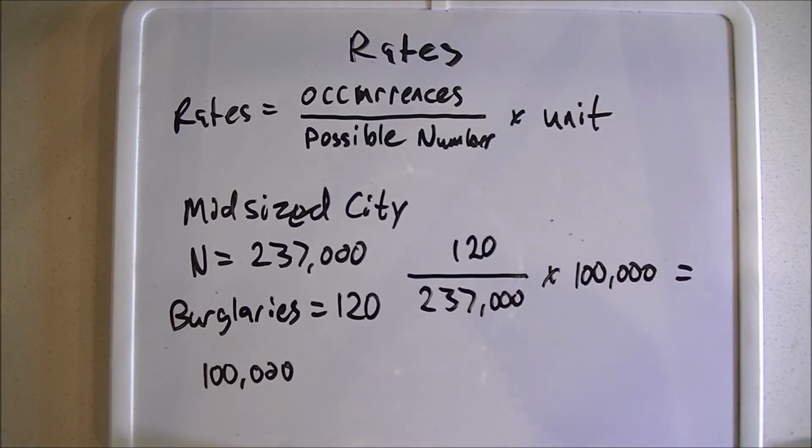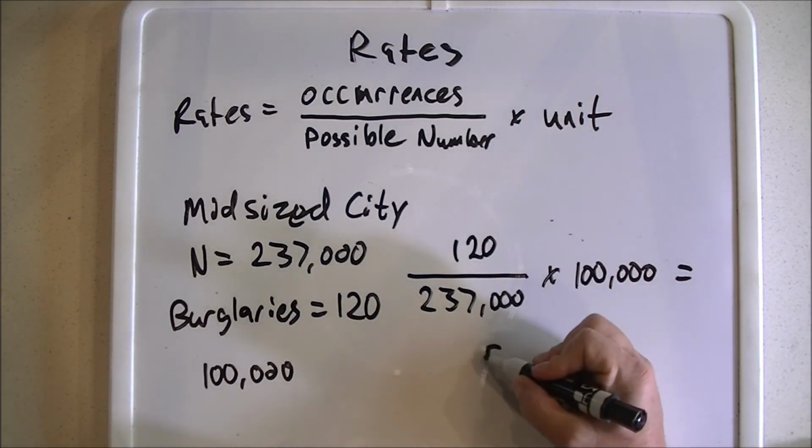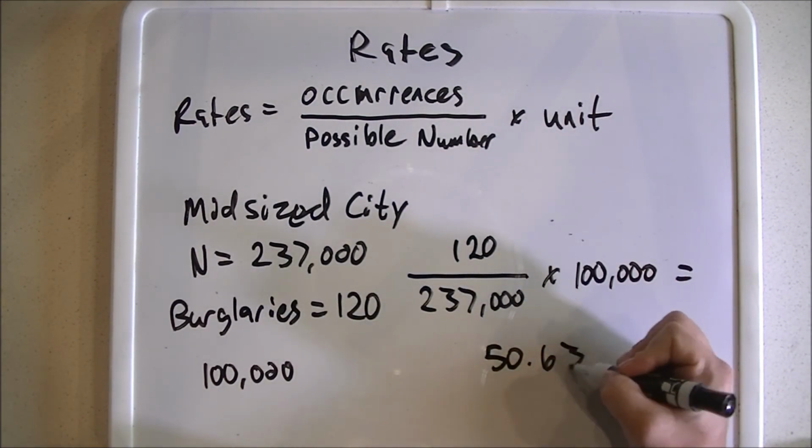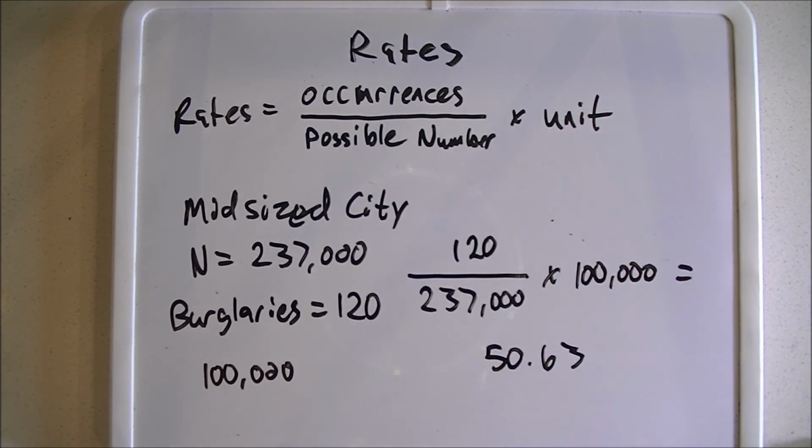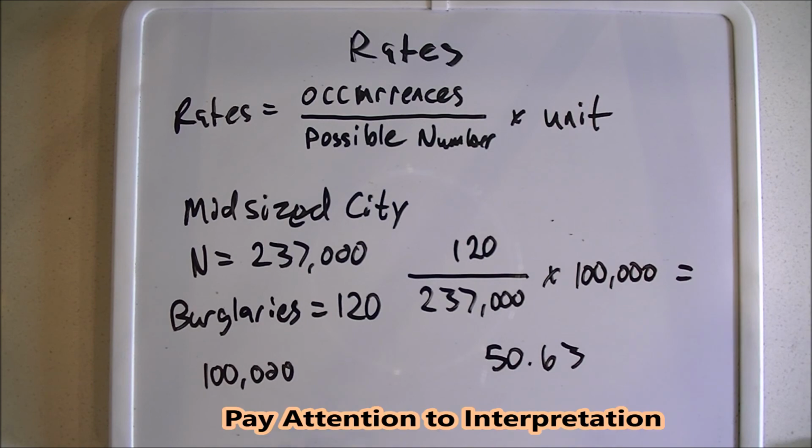And after all the math is done, what we end up getting is 50.63. So the way that we would interpret this is that for every 100,000 homes in our mid-sized city, 50.63 burglaries occur. That is what I have for you today.